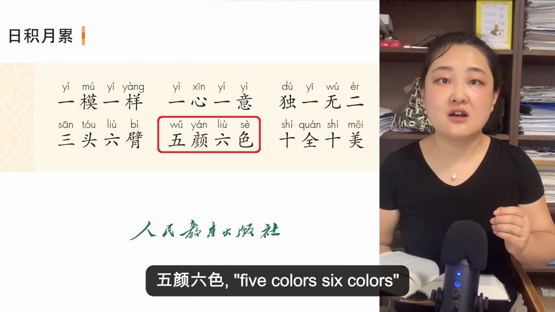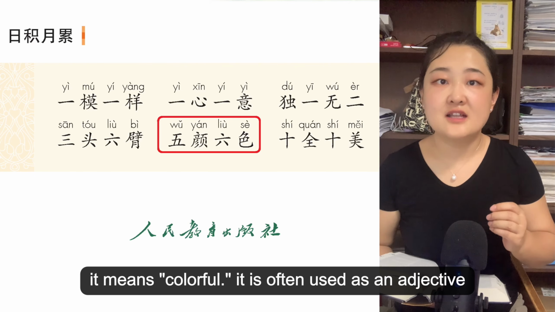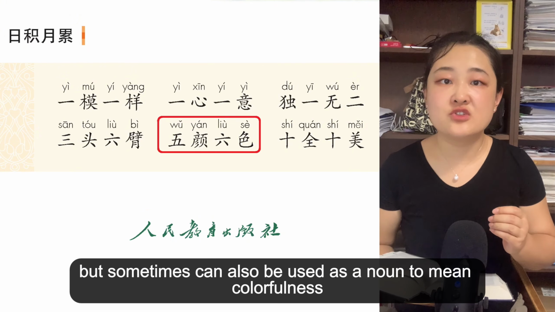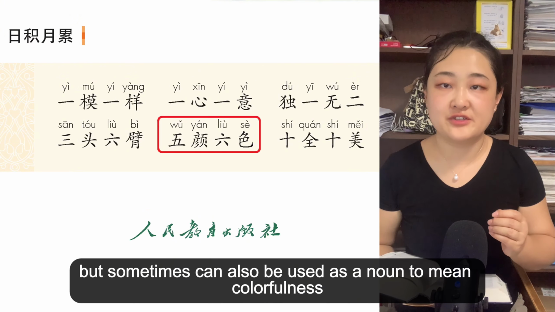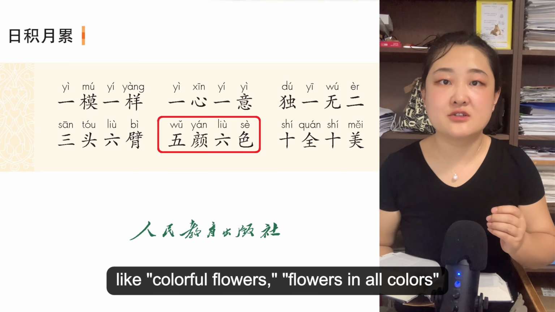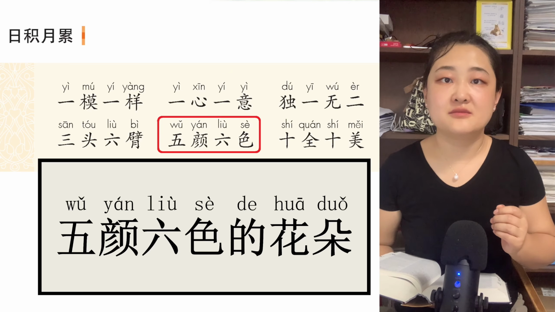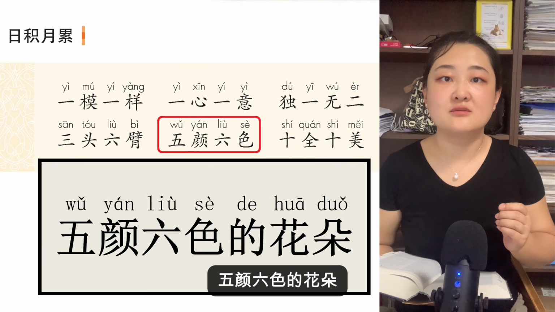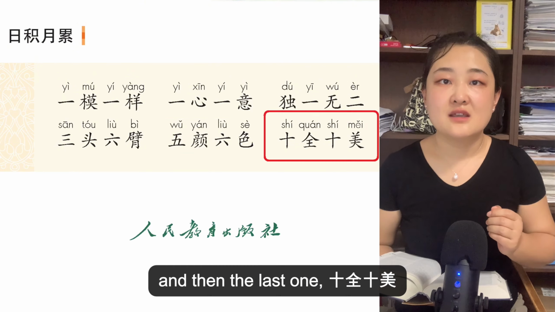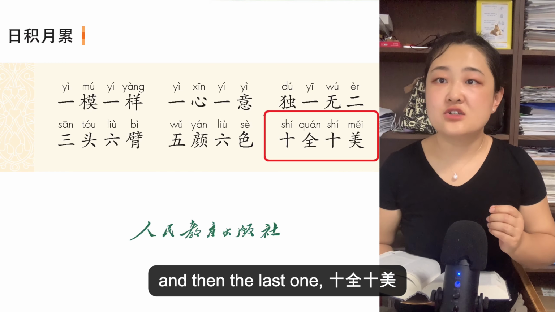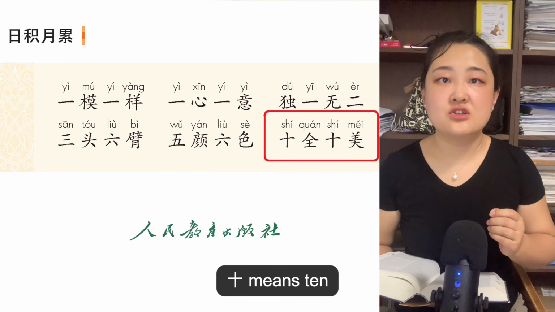五颜六色 five colors, six colors. It means colorful. It is often used as an adjective, but sometimes can also be used as a noun to mean colorfulness. Like colorful flowers, flowers in all colors. 五颜六色的花朵。五颜六色的花朵。And then the last one, 十全十美。十 means ten.